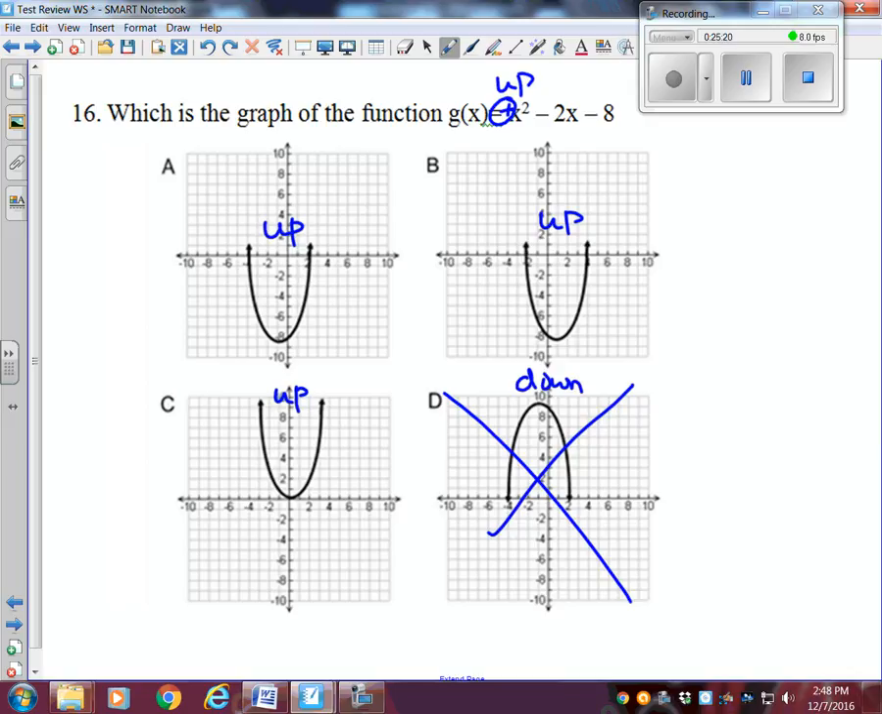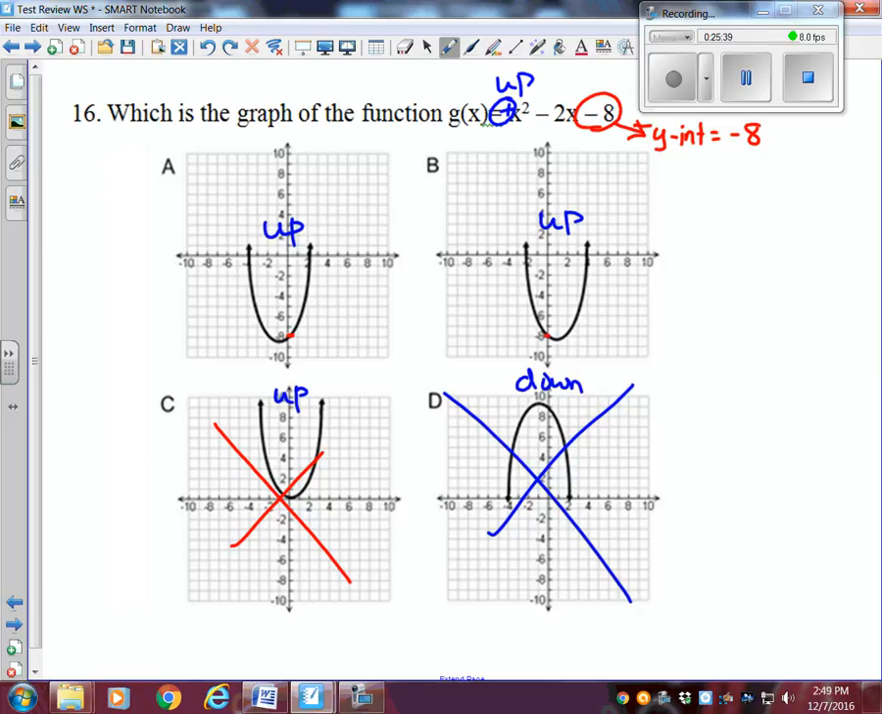Next, I know the y-intercept is always the C number. So my y-intercept is at -8. So this one touches at -8, and this one touches at -8, and this one does not touch at -8. So I've narrowed my choices to A and B.